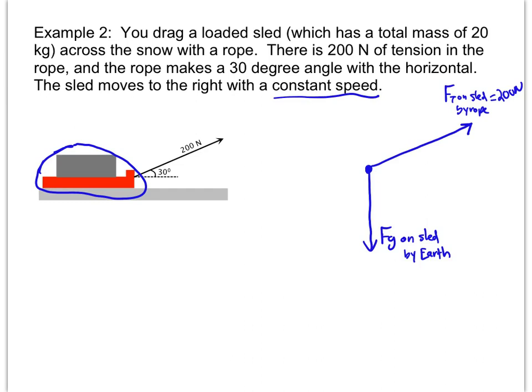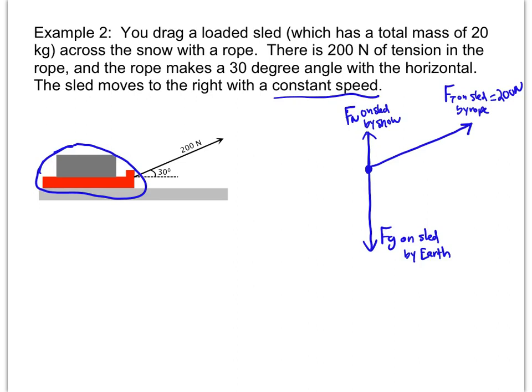Now, since this sled is on a surface, we know that it's probably got a normal force acting on it. I'm going to draw this up here, perpendicular to the surface that it's on. So we've got the normal force on sled by the snow. And right now we currently have things that are unbalanced. And we know that the sled moves to the right with a constant speed.